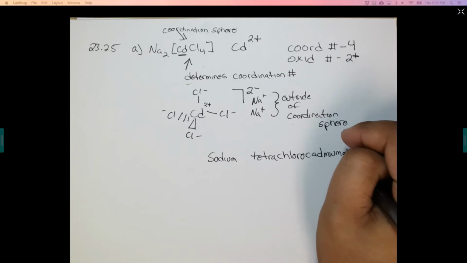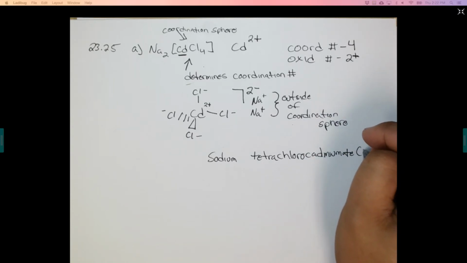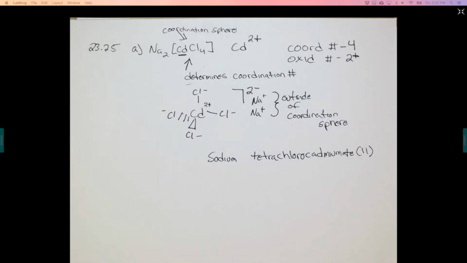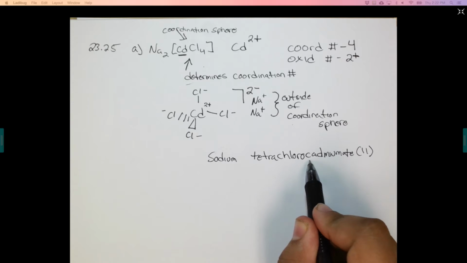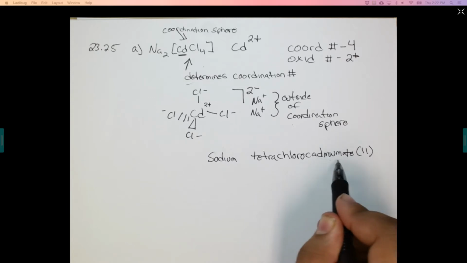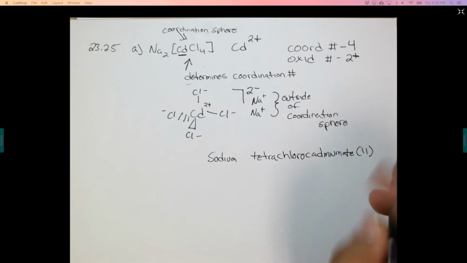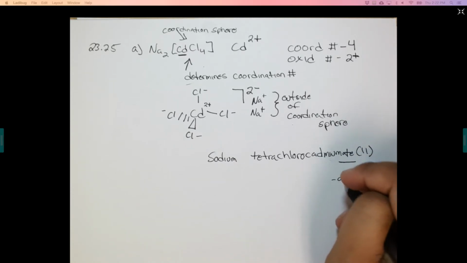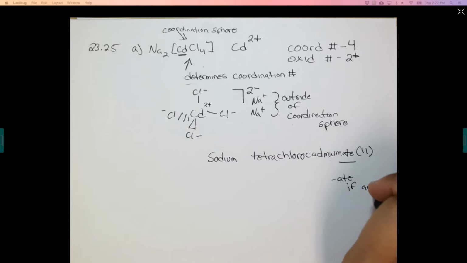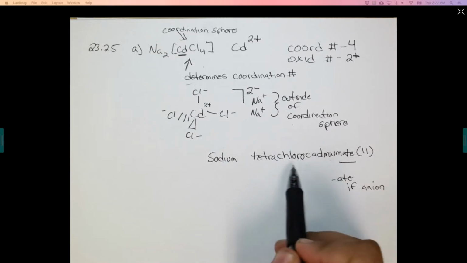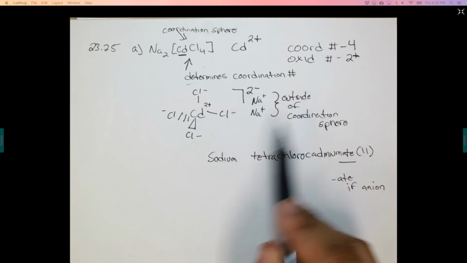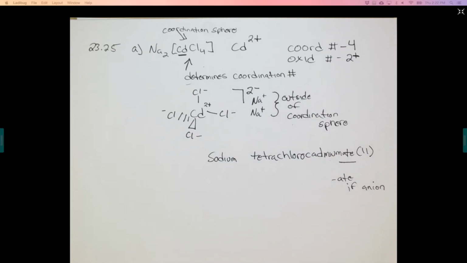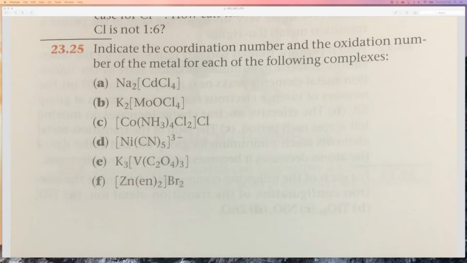cadmiumate 2-. Now, for some of these situations where cadmium and some of the different metals, you may see issues with the ending, but remember it needs to be ATE if it is the anion. ATE if it is the anion. So I would accept this, tetrachlorocadmiumate 2-, and sodium being the cation. Okay, so let's go back and take a look at another example.